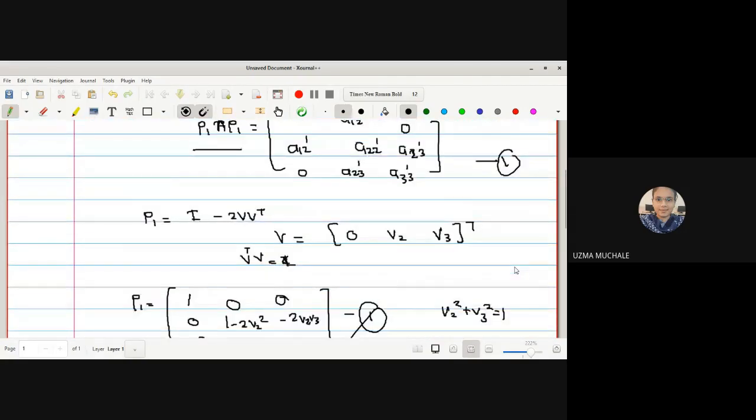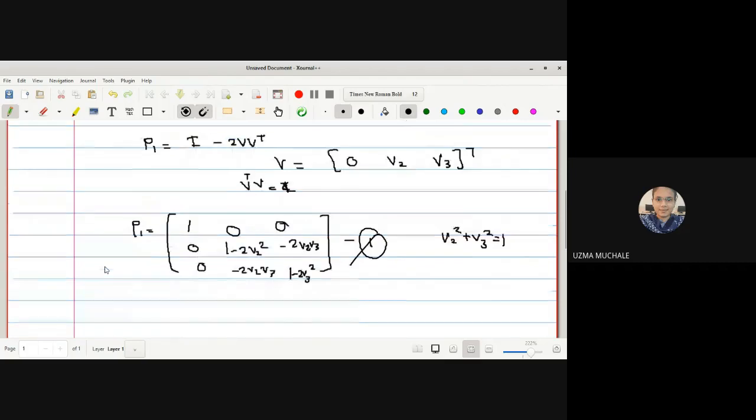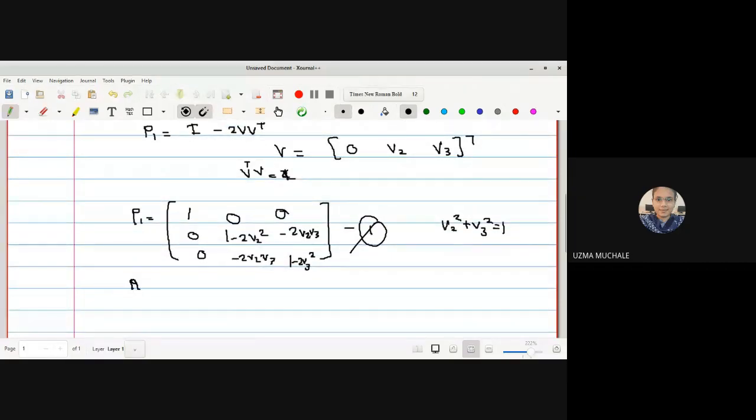P1 is I minus 2 V V transpose. What is V? V is provided to us as 0, V2, V3 transpose, and V transpose into V should be equal to 1. And with the help of that, we have created this. Okay, what is I? I is the 3 cross 3 identity matrix minus 2 V V transpose. We can do this now. If you want to do the calculation, I will do this.